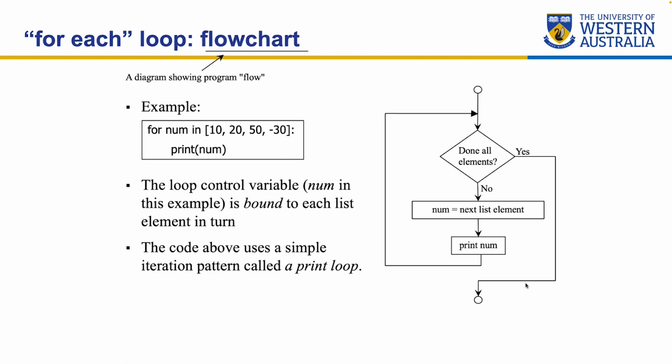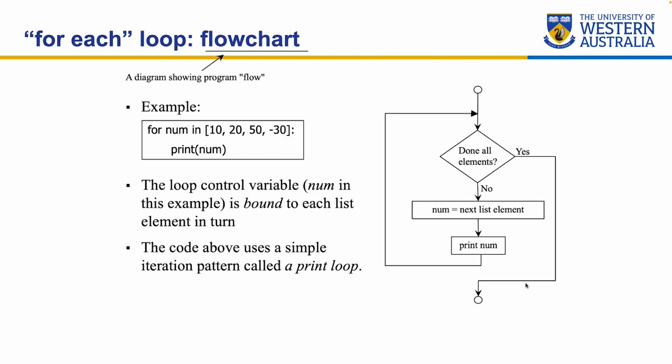Here is a flowchart view of what the for loop is doing. The example is for num in 10, 20, 50, and -30, and we're just going to print the number. The very first thing it asks is, do we have any more elements in the list that we need to process? At the very first time the for loop runs, the first value, in this instance 10, is assigned to num. So behind the scenes, it's doing num equals 10. After that, you jump inside the block, where we do print num, and num has the value 10, so it's going to print 10.